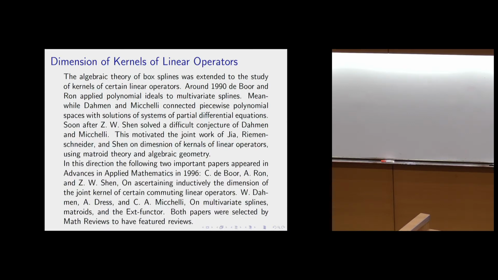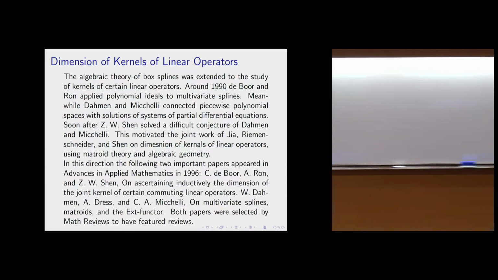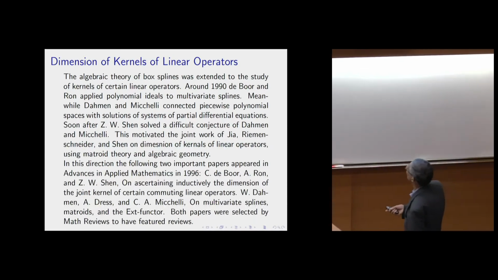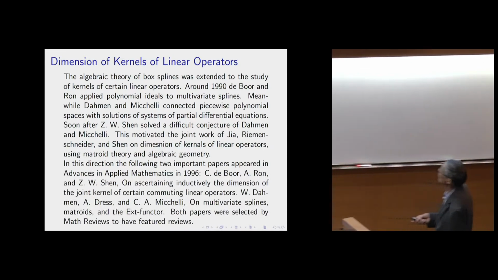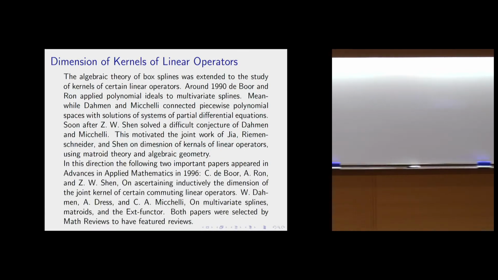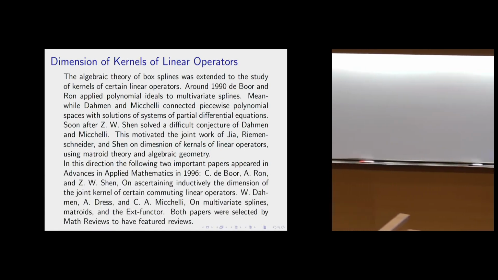And later, the three of us, Riemenschneider, Shen, and myself, wrote a paper on the dimension of kernels of linear operators using matroid theory and algebraic geometry. Now, this paper was published in a good journal, the American Journal of Mathematics. Probably Charlie Micchelli was the referee.